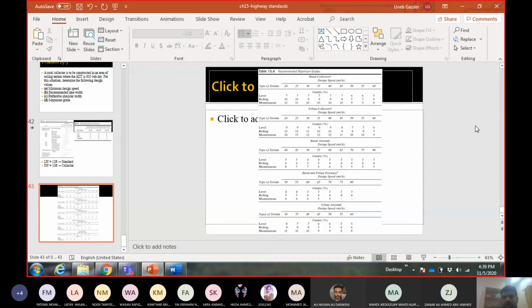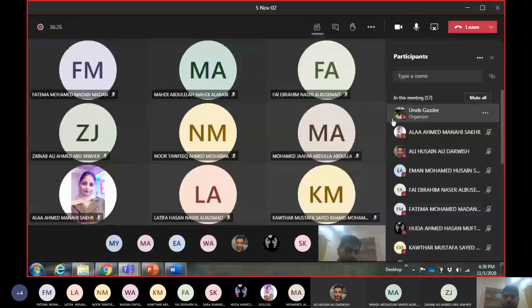Okay, so this is the end of these slides. Your exam will be up to this point. So chapter 14, then from chapter 15, highway standards and highway classification. So 3 slides. The first one is for chapter 14, highway location, earthworks, and so on. The second one was when we started chapter 15, highway classification. The third one, highway standards, the one which we just finished.